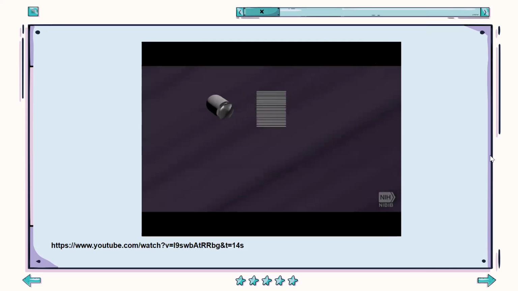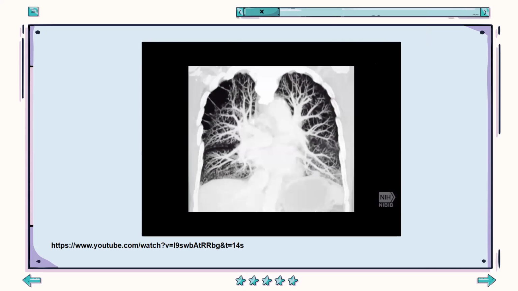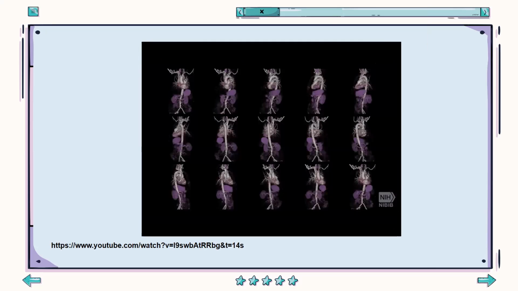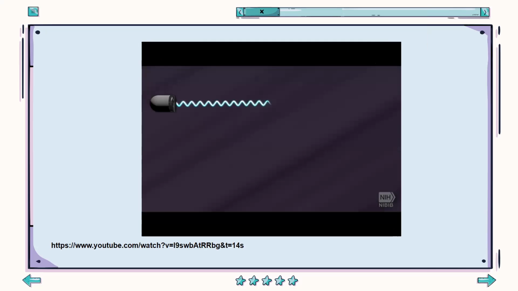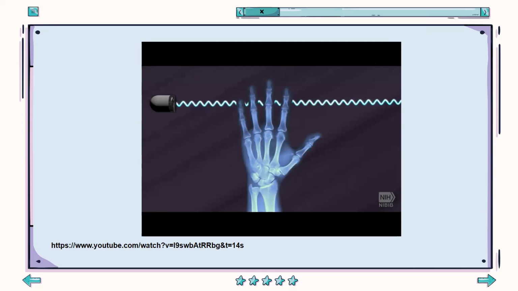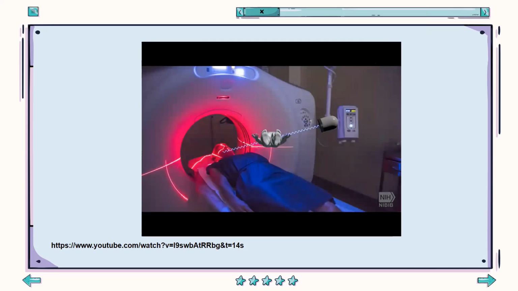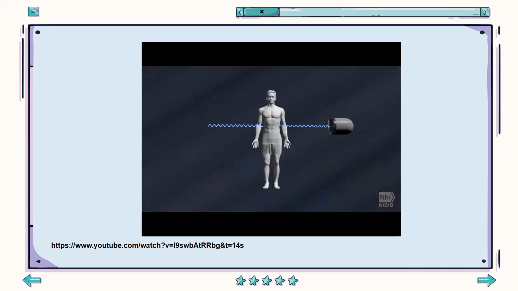CT scan is an X-ray procedure that creates cross-sectional images with the help of computer processing. CT images are more detailed than conventional X-ray images and can reveal bones as well as soft tissue and organs. A conventional X-ray uses a fixed tube that sends X-rays in only one direction, while a CT scanner uses a motorized X-ray source that shoots narrow beams of X-rays as it rotates around the patient.